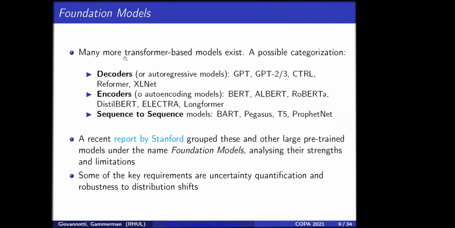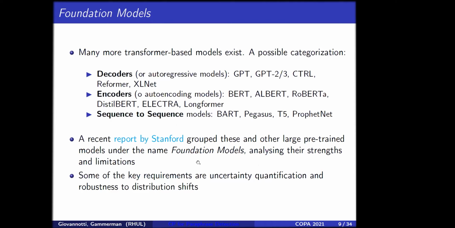Yeah, so in general, BERT is just one of many more transformer-based models. Some of them are better at language generation, like decoders. Some are better at machine translation or forecasting, like the sequence-to-sequence ones. And one month ago, the entire department of AI at Stanford coined this new name, foundation models, for all this class of pre-trained models.